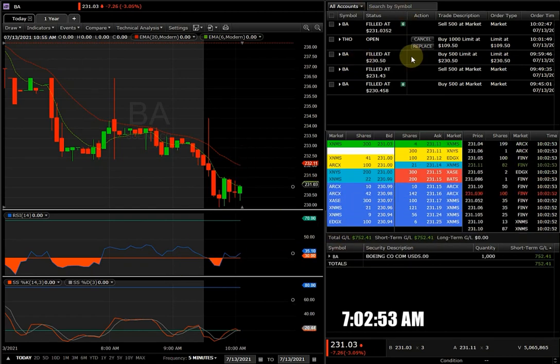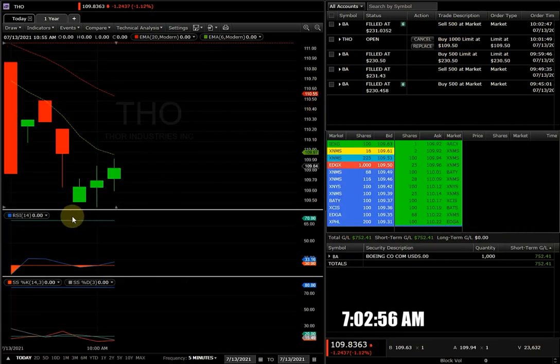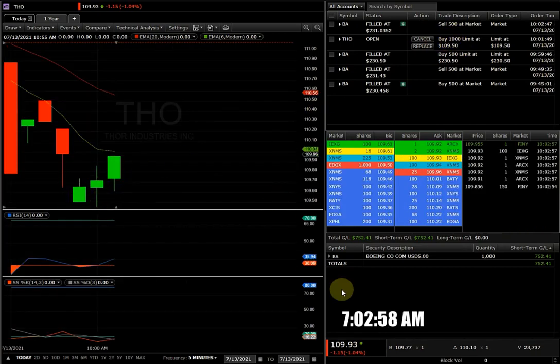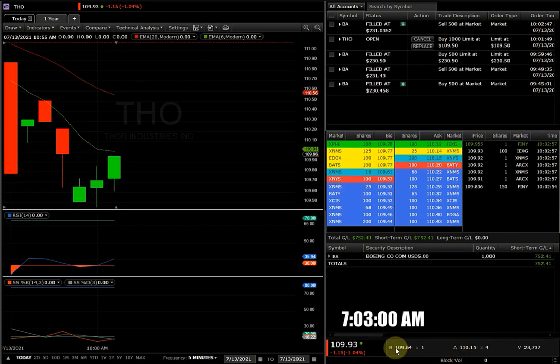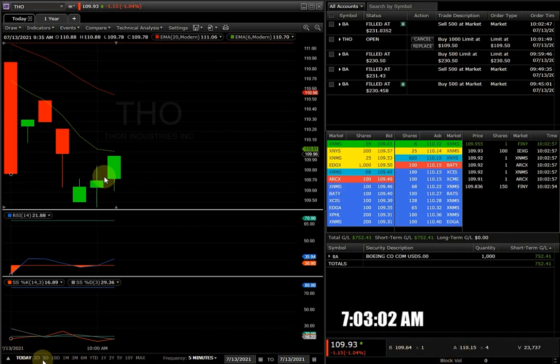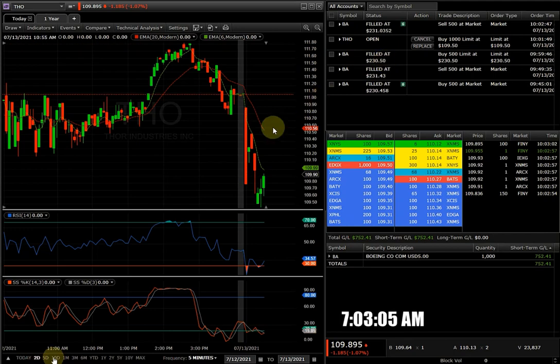Okay. THO, I changed that to 50 cents instead of 40 cents because I saw the bounce. Again, see how wide the spread is? Like 40 cents, man. That's freaking wide. But I don't want to chase it, so I just leave it there at 50 cents.